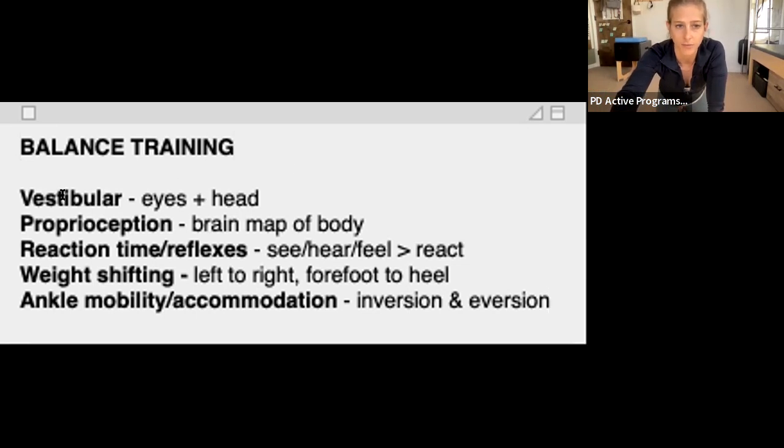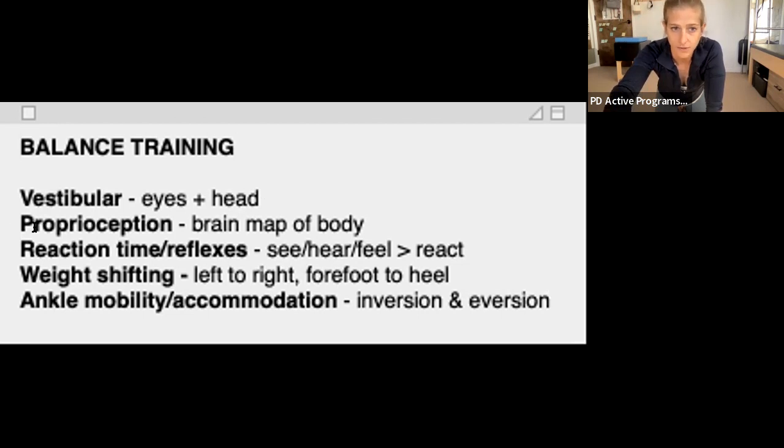So for balance training, we have the component of the vestibular. This is the sensory organ that lives in your inner ear that helps us relay messages to the brain from inputs from our eyes and our head. So kind of like what is level per se is what your vestibular system is responsible for conveying. Proprioception is understanding where your limbs are in space, the map of the brain of your body.